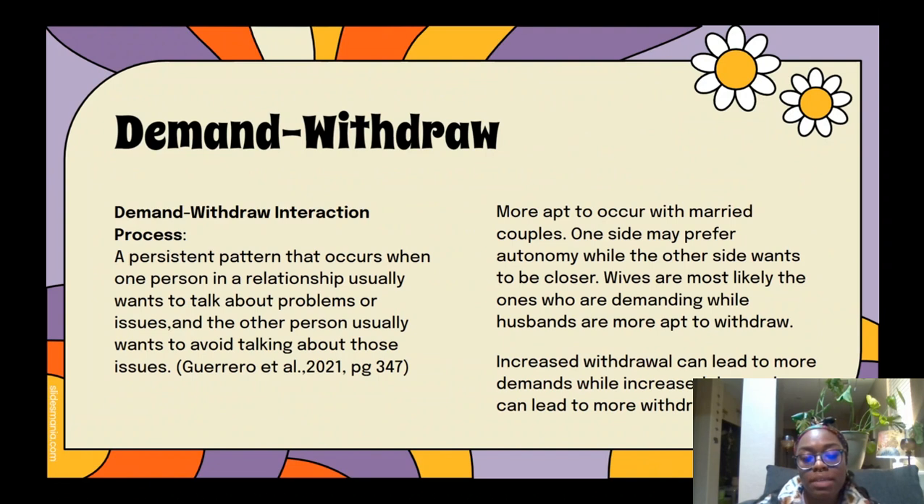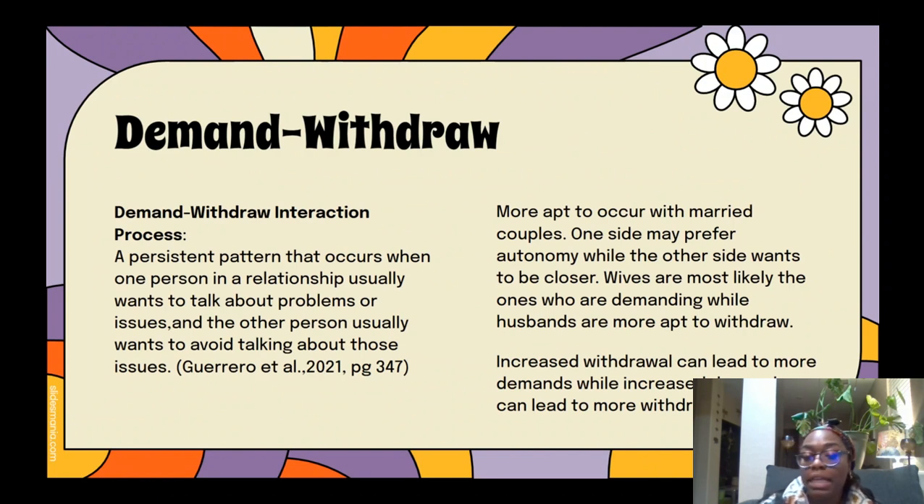So next is demand withdrawal. The demand withdrawal interaction process is a persistent pattern that occurs when one person in a relationship usually wants to talk about problems or issues, and the other person wants to avoid talking about those issues. This actually is more apt to happen in married couples. One side may prefer some autonomy, while the other side wants to be closer.